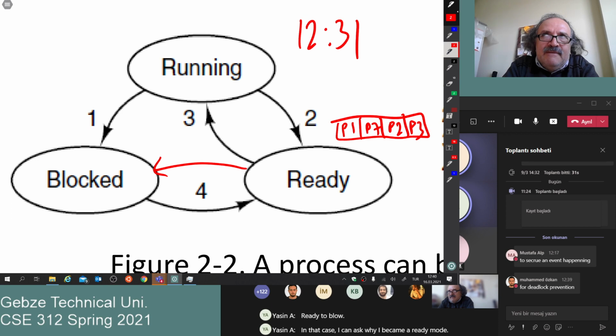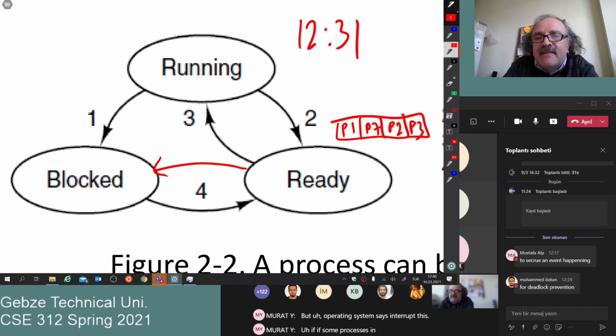I think blocked status is for processing the running one, but the operating system says interrupt this. If some process is in ready state and it is not running, it doesn't make sense to interrupt it. Ready, exactly, Murat. Ready means that it is ready to run. Everything is available. Only the CPU is missing. But the process is not running. How can a process go to blocked state if it is not running?